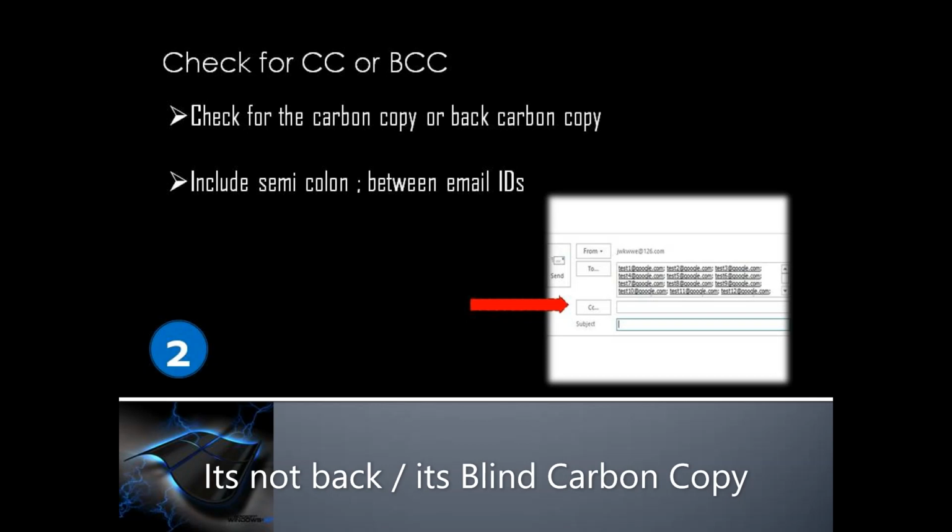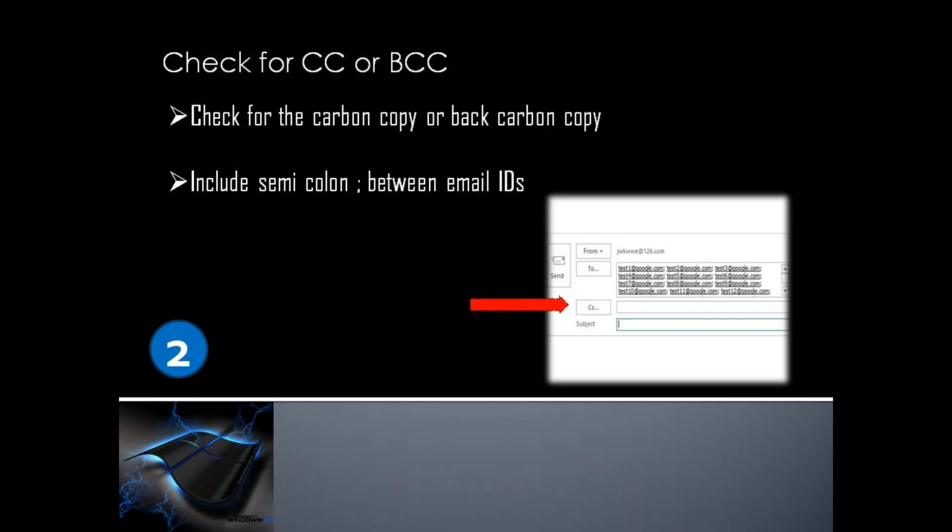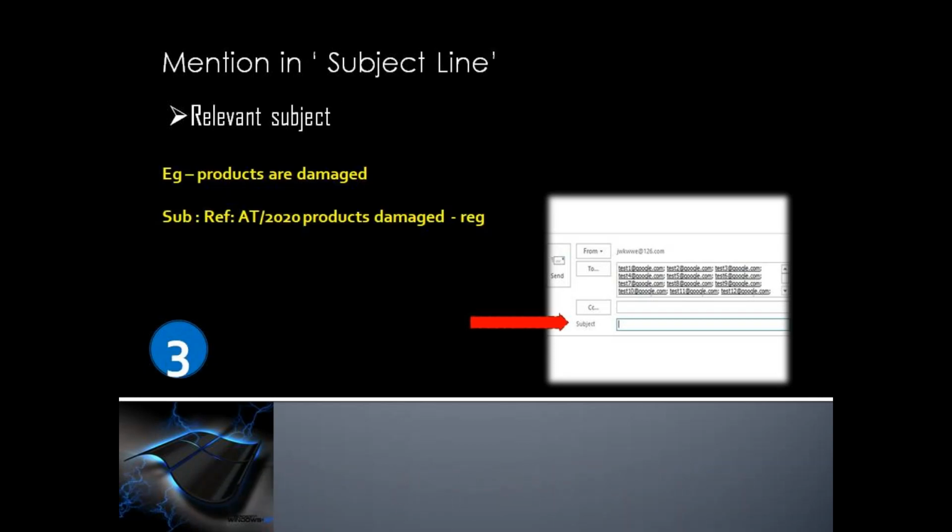Now check for CC or BCC. As I said in the previous slide, the same checking has to be done while typing the email IDs in the CC column also. There is a column called BCC, that is blind carbon copy. There is a typo in the slide. I have mentioned it down correctly. It's called blind carbon copy. BCC is nothing but a way of sending copies of an email to others. The difference between CC and BCC is that you could see who else has received the email when CC is used, but the latter is quite the opposite.